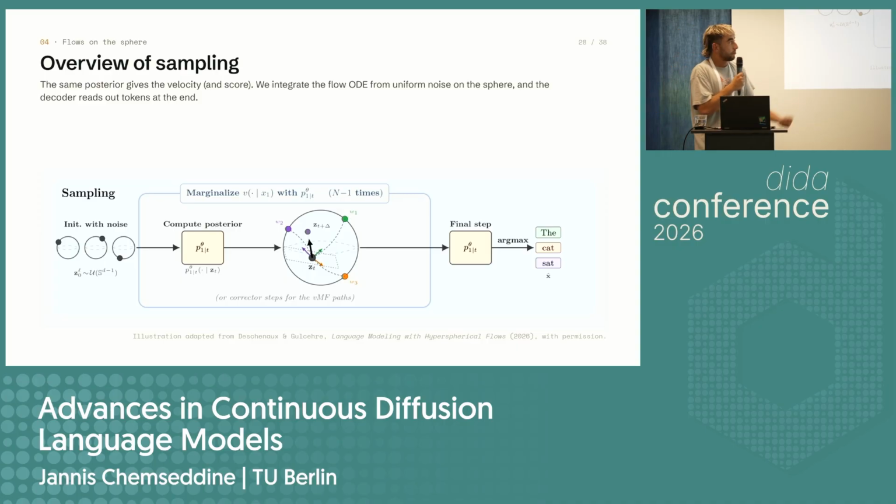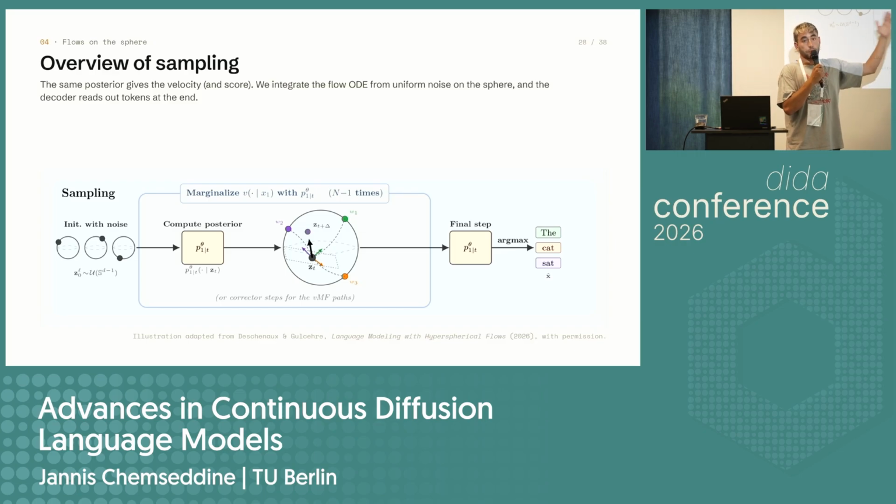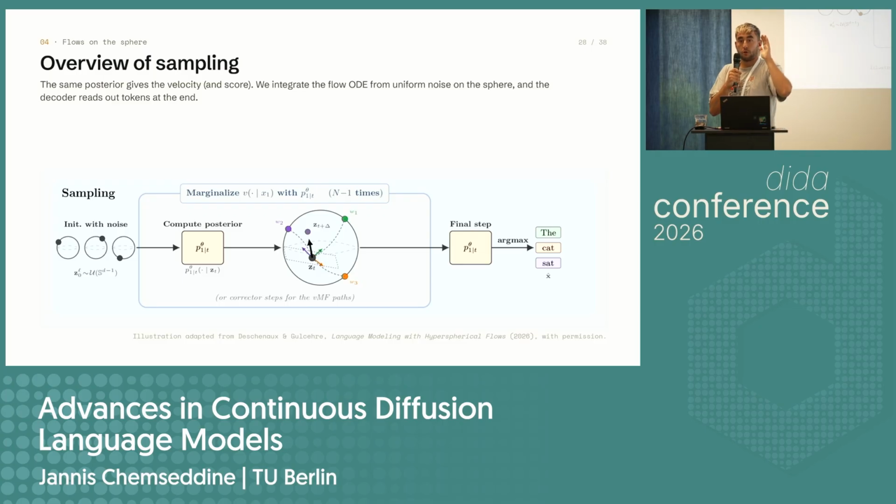And then how do you sample? Okay. I initialize with noise, random uniform noise. I compute my posterior. From this posterior, I can compute the velocity and/or score. Once I have those, I just go in the direction of my velocity and repeat until time 1. And finally, I already have something that outputs the most likely token, right? So I use this to decode. I use my output head once more, and you take the argmax. So I start with noise on the sphere, I get out a sentence or something like this. This is the basic setup.